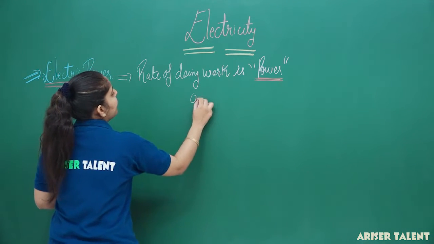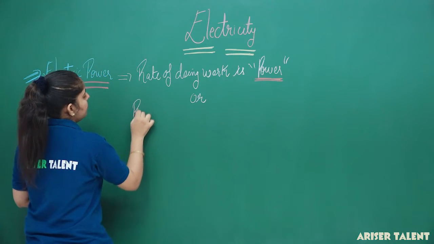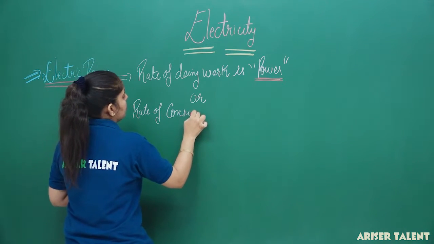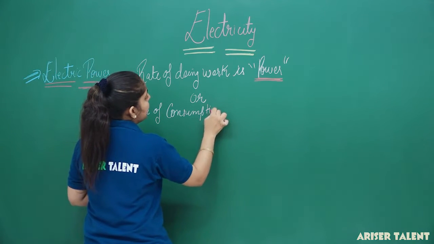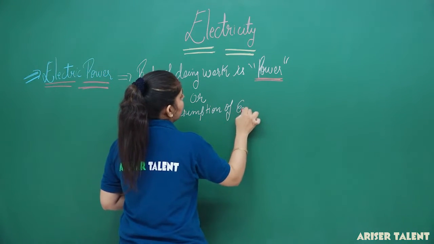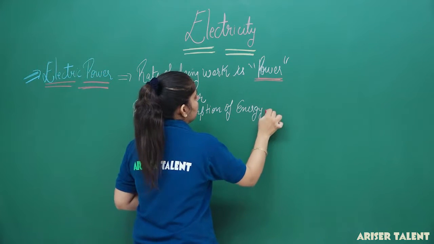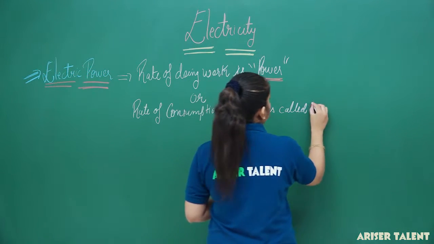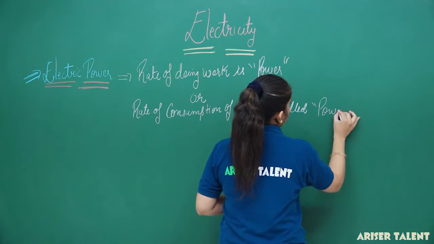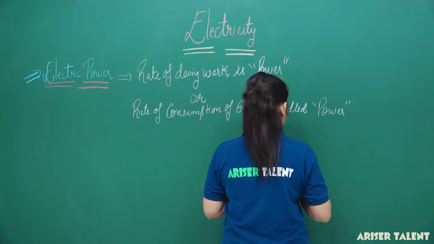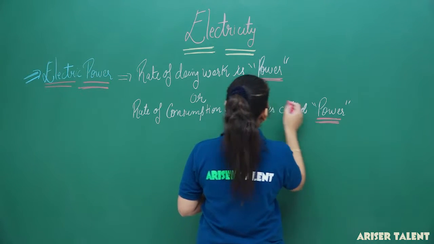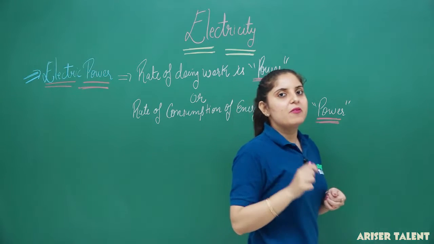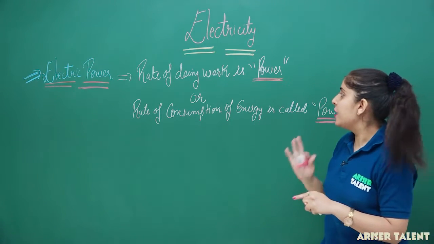So I can write it as: rate of consumption of energy is called power. So the rate of consumption of energy is known as power and the rate of doing work is also known as power. So here are the two definitions we are getting for power.